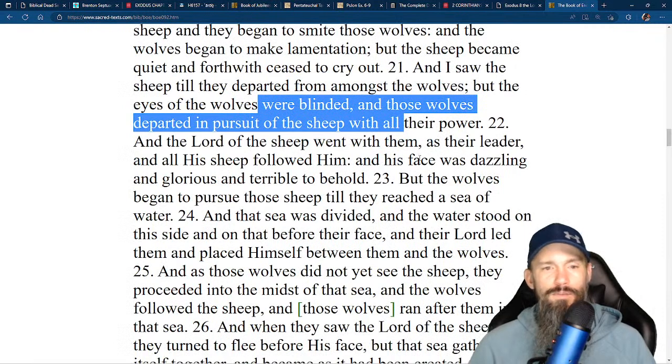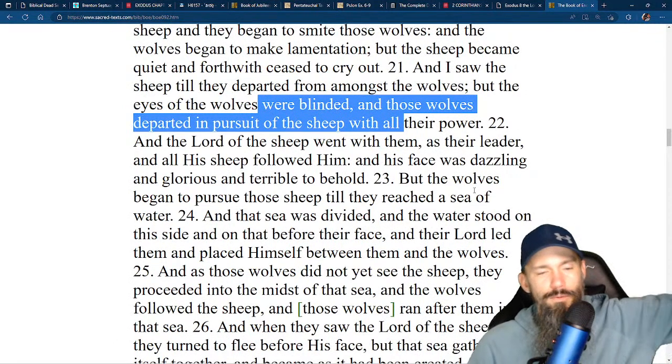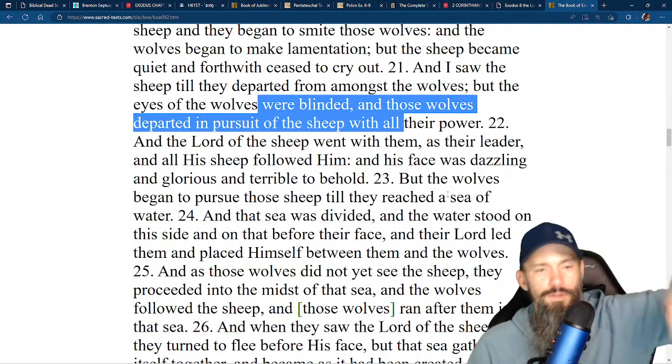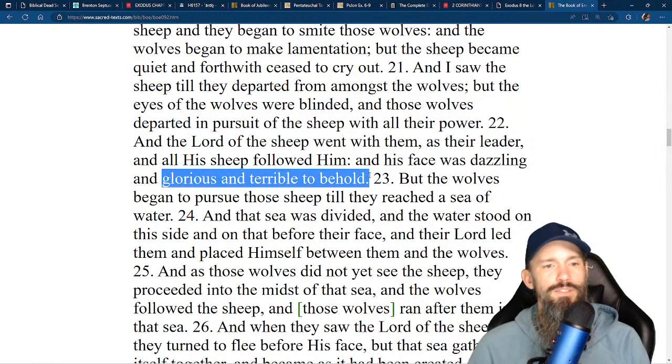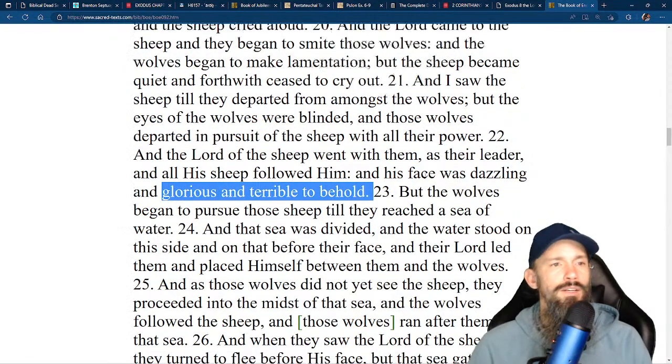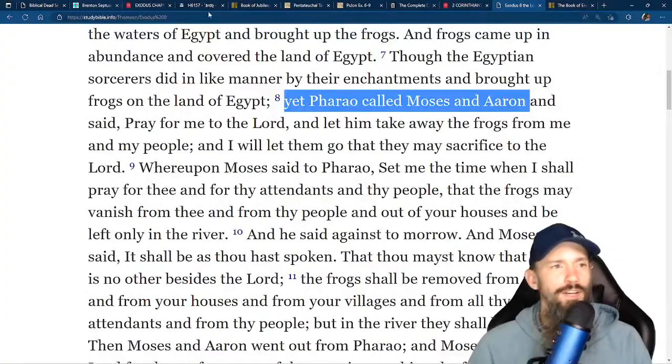But see, the pillar of fire that went before the Israelites and the pillar of smoke behind them, it's Messiah. His face was dazzling, glorious, terrible to behold. So just thought I'd share that. I thought it was cool.